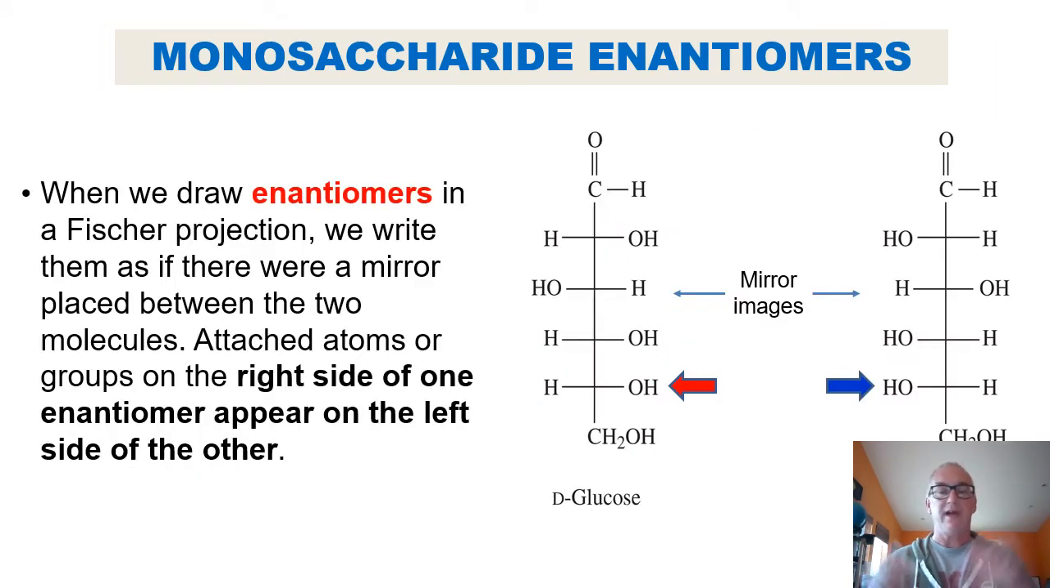So when we're drawing enantiomers, the mirror images of each other, we have to see that each and every chiral carbon matches. So we have our 1, 2, 3, 4.